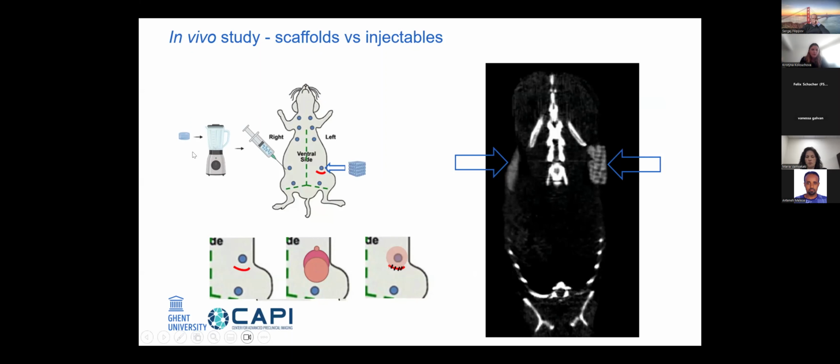The second approach we used is so-called injectables, where you take a hydrogel, you dry it, then you blend it, and then you reswell it and inject. The particles have some specific gaps between each other, and that helps for tissue engineering so that the cells can nicely migrate through these pores. So it's actually behaving similarly to a porous scaffold.